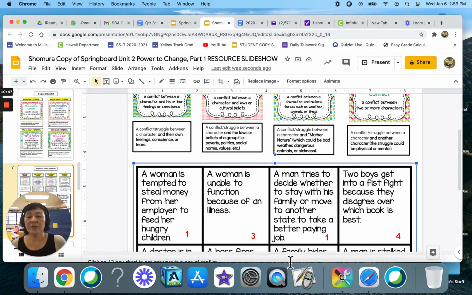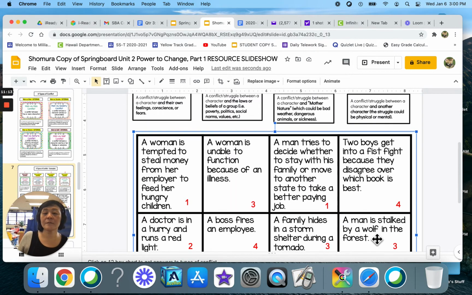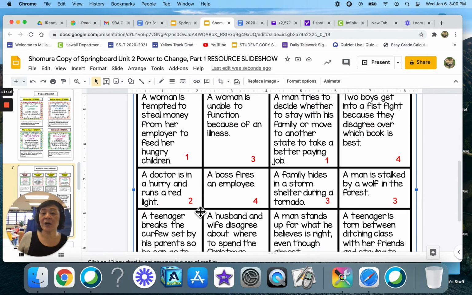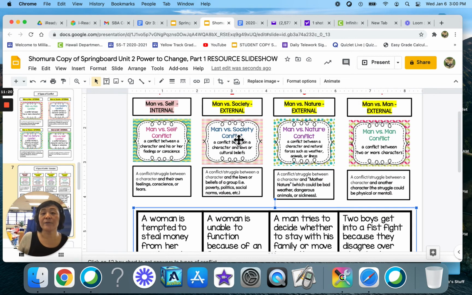The next one is a man tries to decide whether to stay with his family or move to another state to take a better paying job. Okay, so again, he has a conflict in his mind and his heart. So he's trying to make a decision. Number 4, this next one, 2 boys get into a fist fight because they disagree over which book is best. That is a conflict between 2 people. So that is number 4, man versus man. Next, a doctor is in a hurry and runs a red light. That's breaking the law. So it's man versus society.